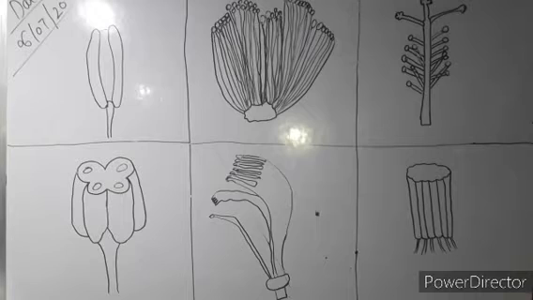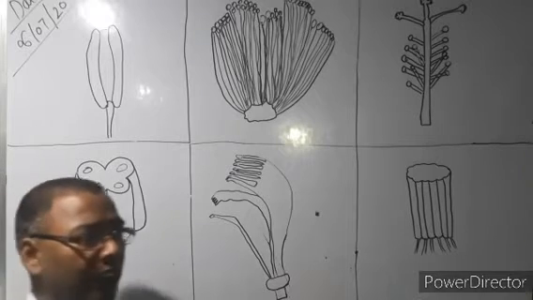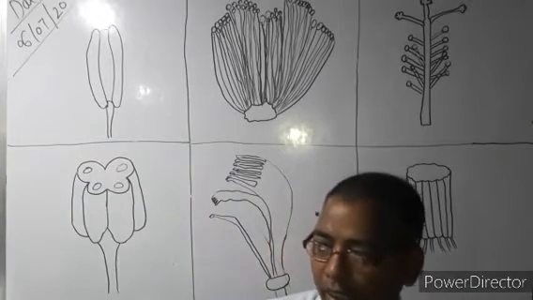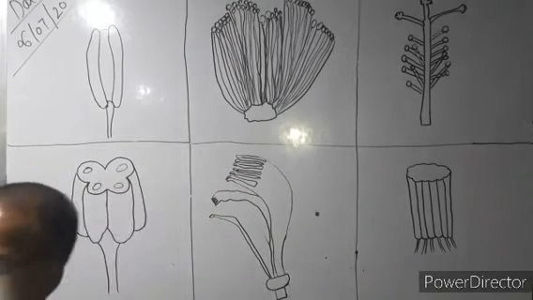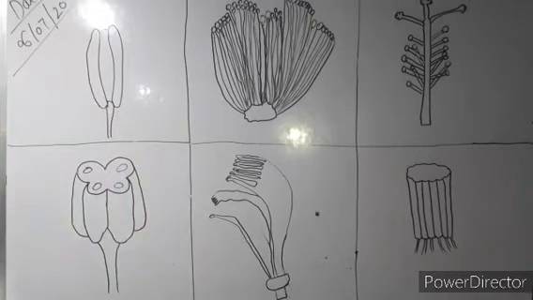Androecium is the third inner whorl of the flower. In the first whorl we talked about the calyx, in the second we talked about the corolla, and the third is known as the androecium. The androecium consists of many stamens, and it is also the male part of the flower.